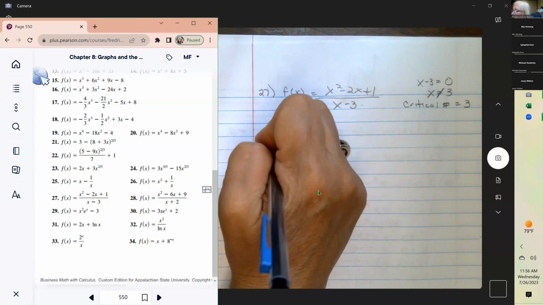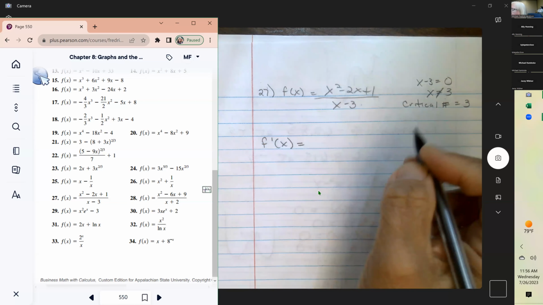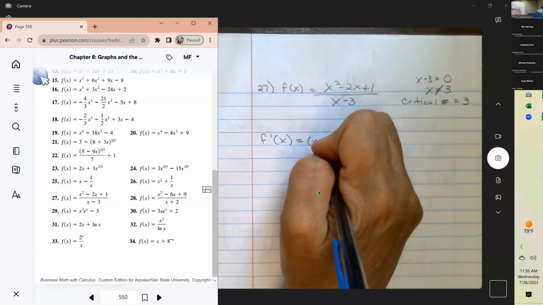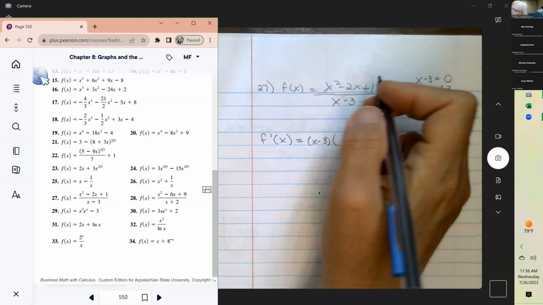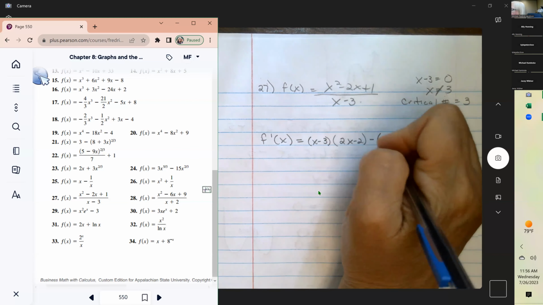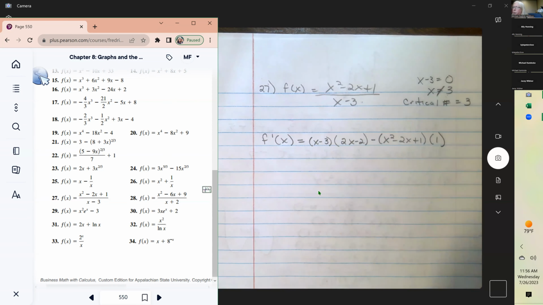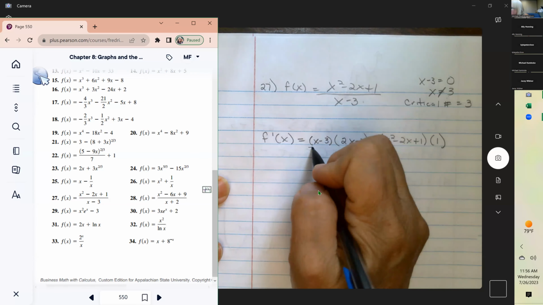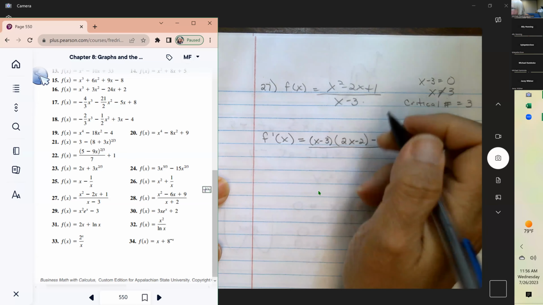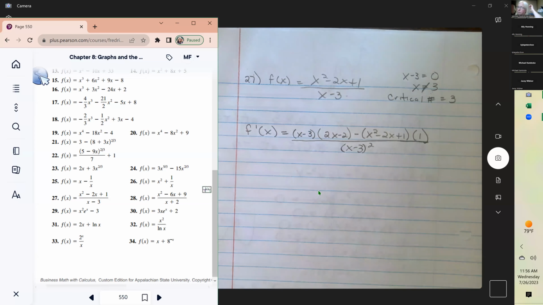To find any other critical numbers, we take the derivative and set it equal to 0. Bottom times the derivative of the top, 2x minus 2, minus the top times the derivative of the bottom, which is just 1, all over the bottom squared. Any questions on that part?